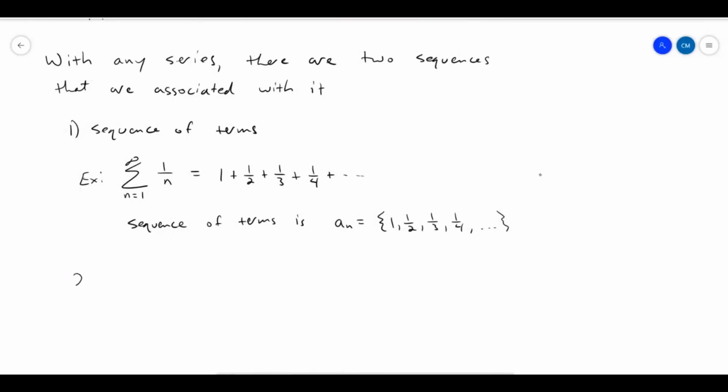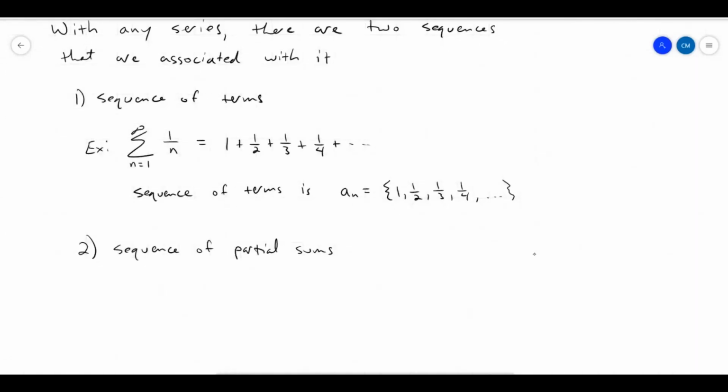This is the one that, I mean, both of them are important, but this is the one that really is going to be the most important for us. That's the sequence of partial sums. That is usually indicated with an S rather than an A, so S sub n rather than A sub n. Using this same example, what is the sequence of partial sums? Again, we usually denote it as Sn.